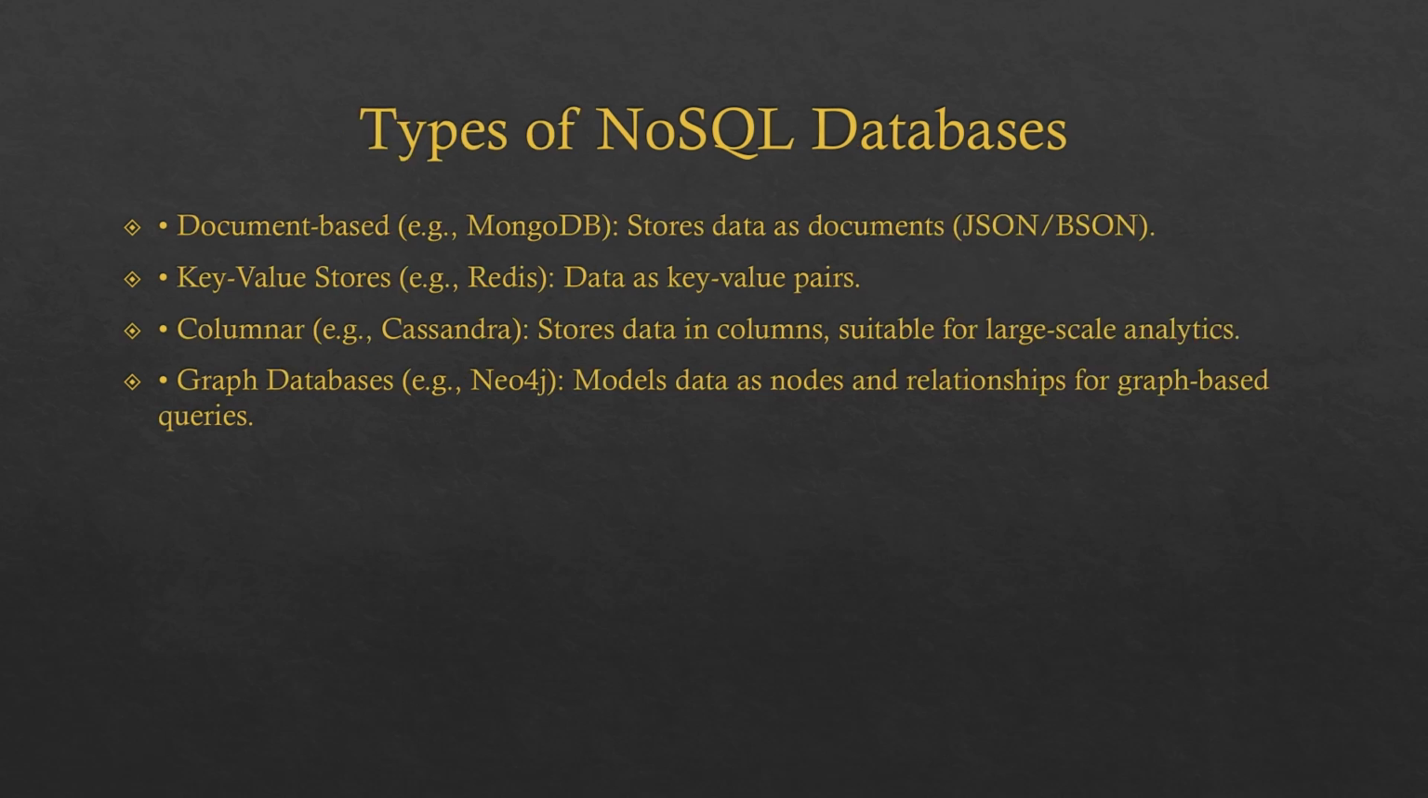NoSQL databases come in several types. Document-based databases like MongoDB store data in formats such as JSON or BSON. Key-value stores like Redis are optimized for simple lookups. Columnar databases like Cassandra are best for handling large-scale analytical queries. Finally, graph databases like Neo4j model data as nodes and relationships, making them suitable for complex queries such as social networks.